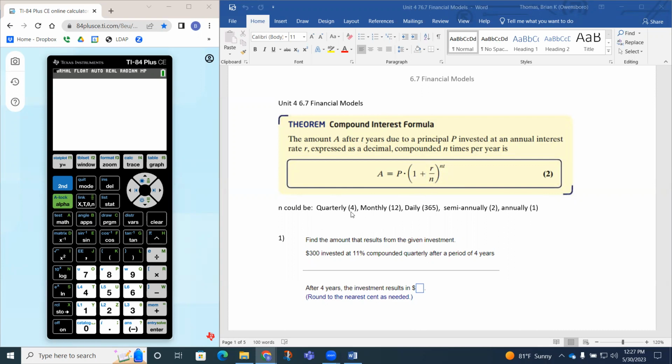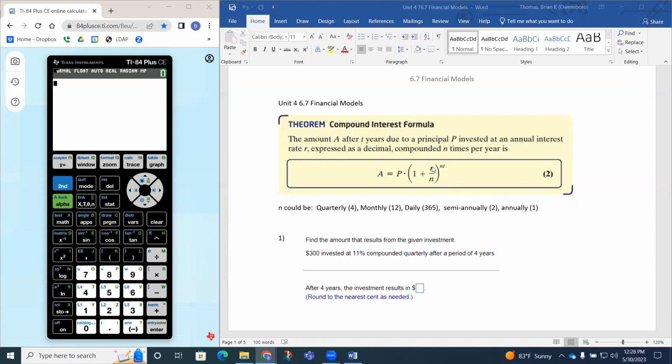N could be quarterly, which means N could be 4, since we're dividing the year into 4 equal pieces. Monthly basically just means you're compounding each month, which would be 12. Daily is 365, since there's 365 days in a year. Semi-annually means twice a year, and annually would mean once a year.